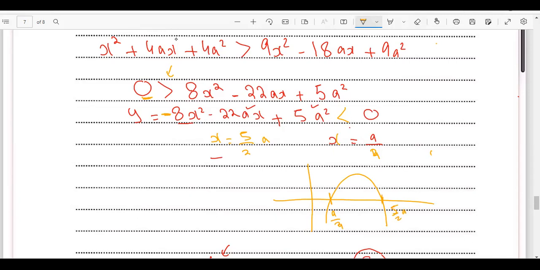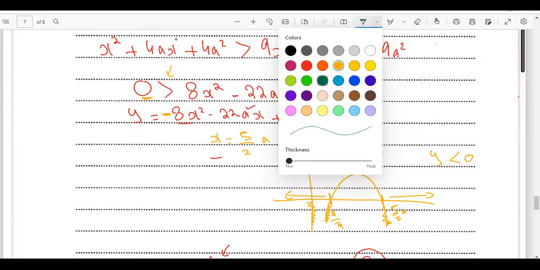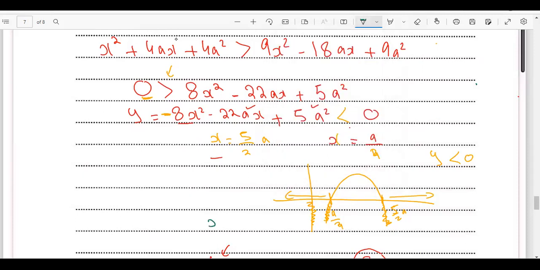And y is less than 0, so I'll be focusing on this part. So I'll be focusing on this point and these points, right? So x would be this one and x would be this one. Now again, x is going to be less than a by 4, or x is going to be greater than 5 by 2a.